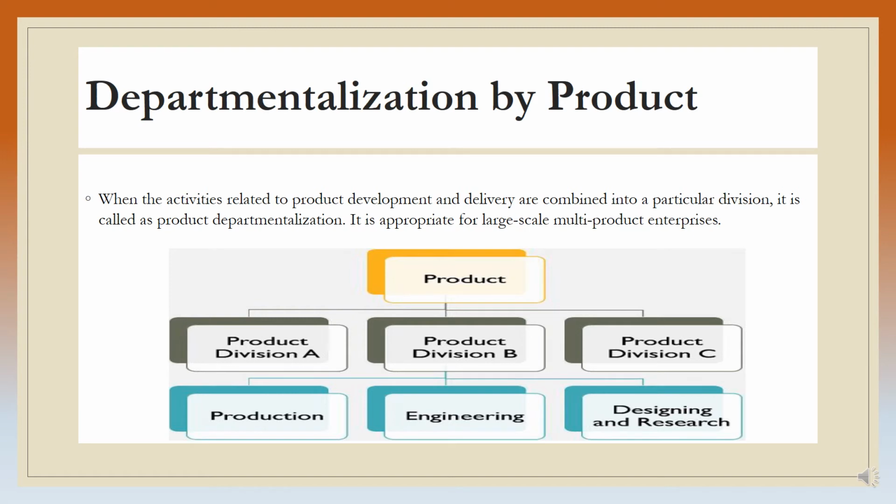Thus, the engineer, design, and manufacturing experts are in the same division and can easily consult and take decisions about the product design, features, and quality expectations of the product. Now, it is shown here. So there are different products: product A, product B, and product C. Now, the production, engineering, and design research department, this is division B, product B's department. Similarly, there would be for A and C. So hence, whenever your company has many products, then they would go for departmentalization by product.